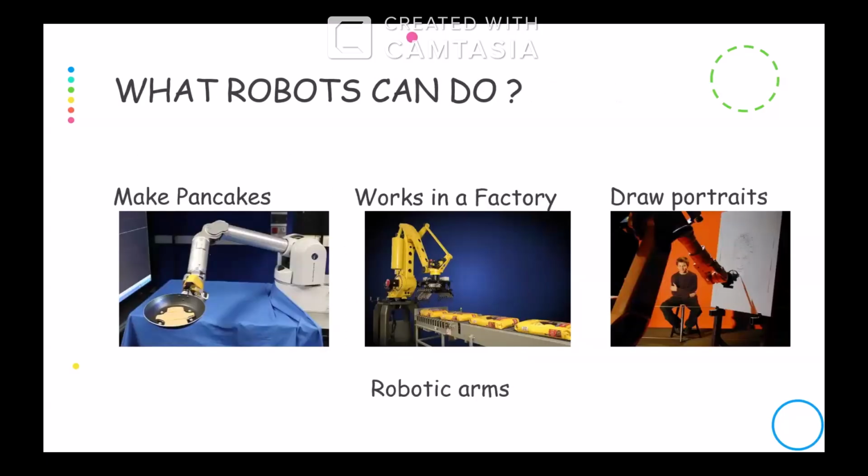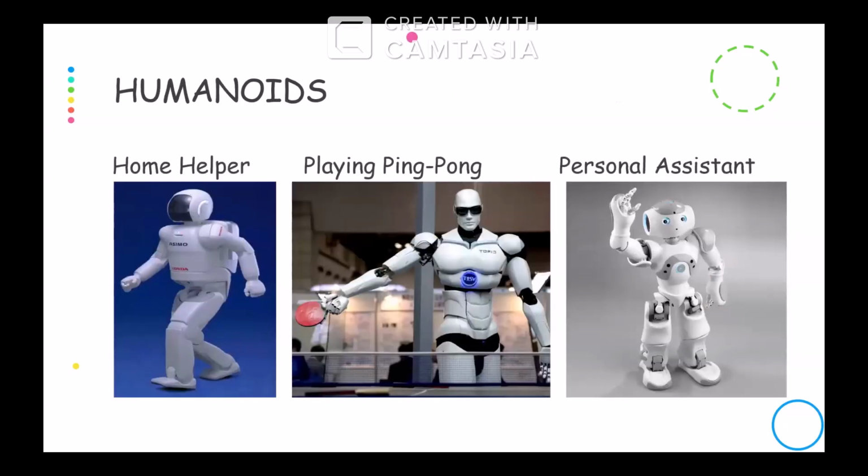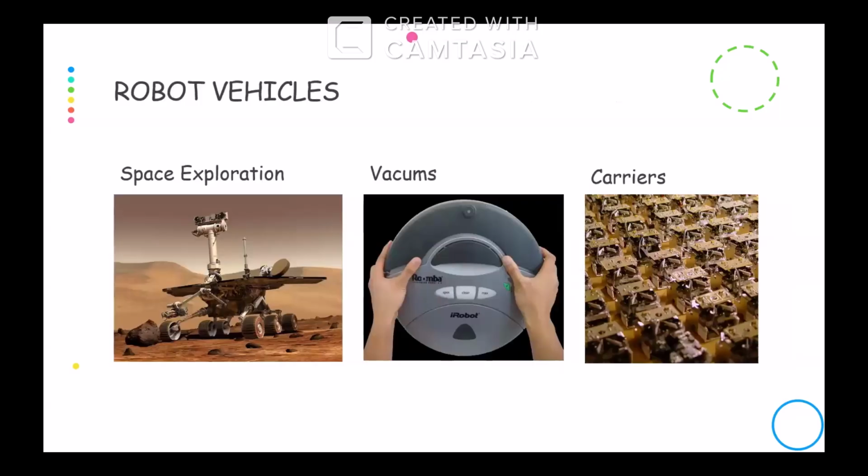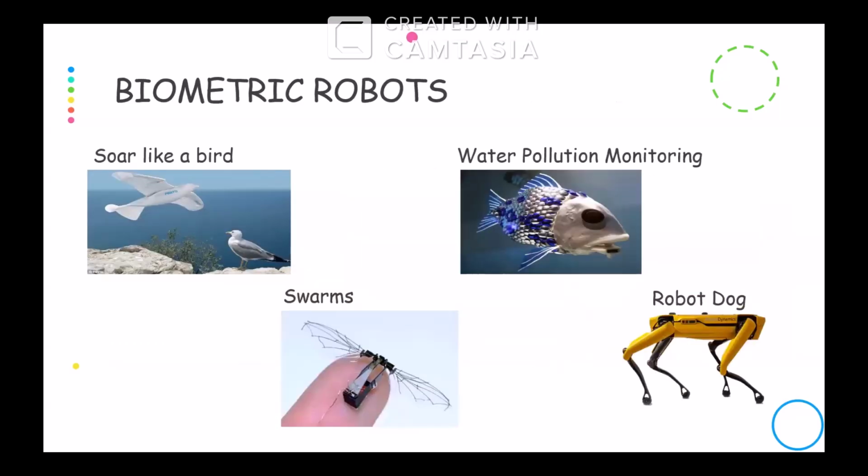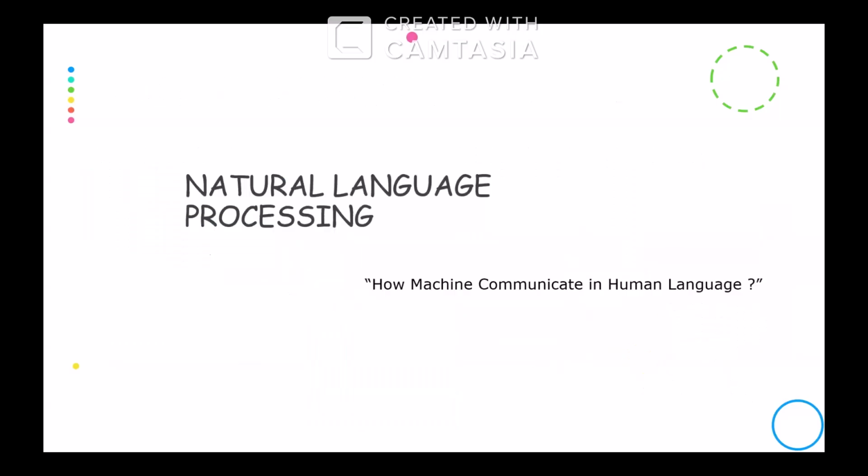We can see a lot of robots like the pancake maker, the factory robots, the humanoid robots like this, the vehicle robots like this, the biometric robots like this. Okay, so these things are actually examples of what? Robots.